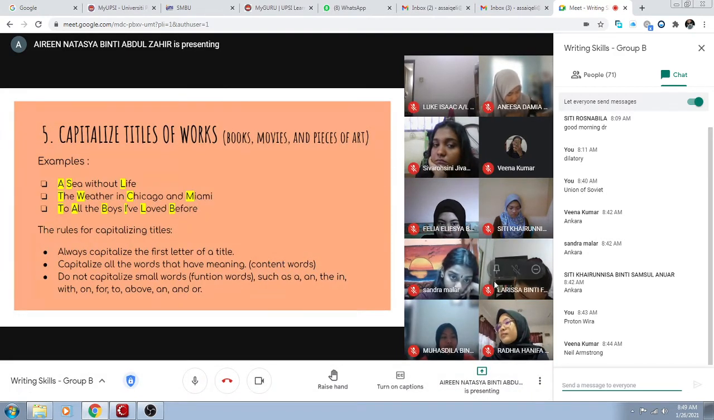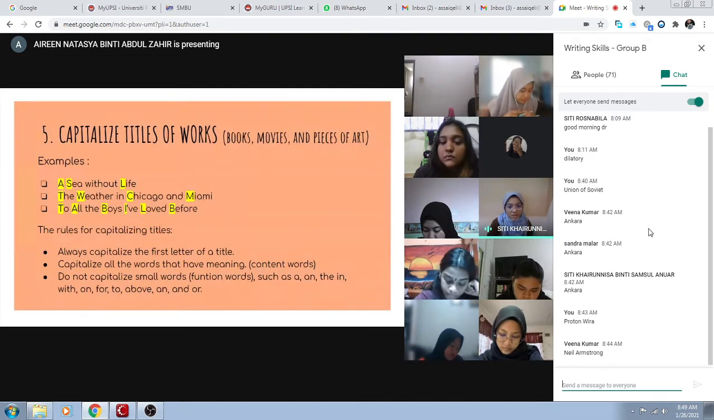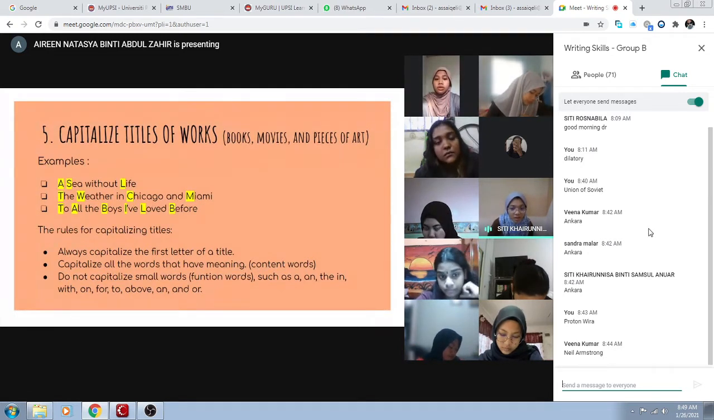Number 5. The impact of high gasoline prices. The T, impact I, high H, gasoline G, prices P.